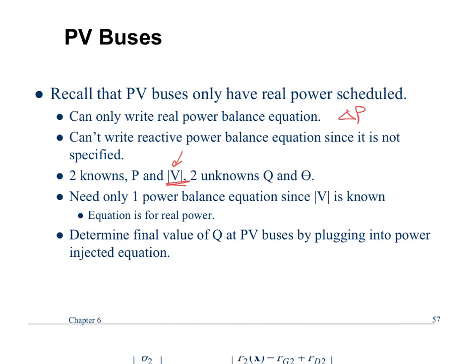We've specified it. So of the unknown bus voltages that we have to solve for, magnitude and angle, at a generator bus or PV bus, we already know what V is. We only need to solve for theta, okay? Which is a good thing because we can only write a single power balance equation. So you're going to write your power balance equation for theta.